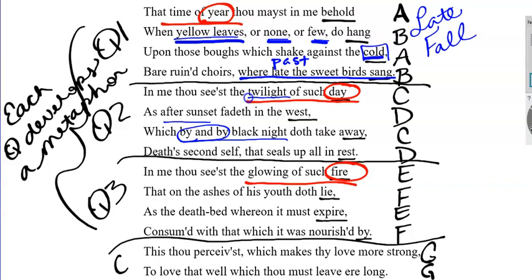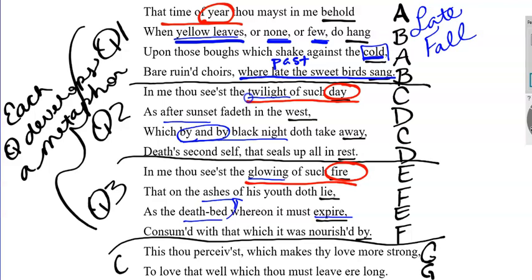All right, let's look at the third quatrain. He says that there's the glowing of such fire, that on the ashes of his youth doth lie. So we've got some ashes, but there's still a small glow left. The deathbed whereon it must expire. So the fire will expire soon. The deathbed, by the way, is the ashes.